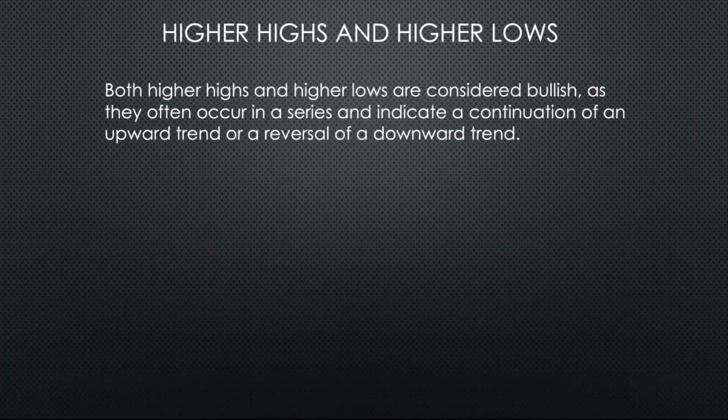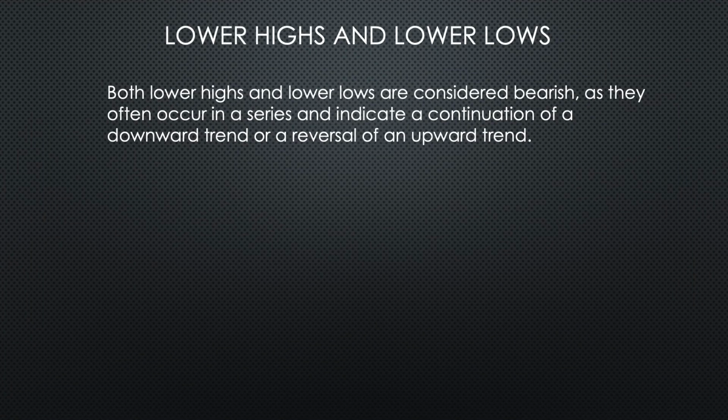Higher highs and higher lows are both considered bullish, as they often occur in a series and indicate a continuation of an upward trend or reversal of a downward trend. Lower highs and lower lows are both considered bearish, as they often occur in a series and indicate a continuation of a downward trend or a reversal of an upward trend.